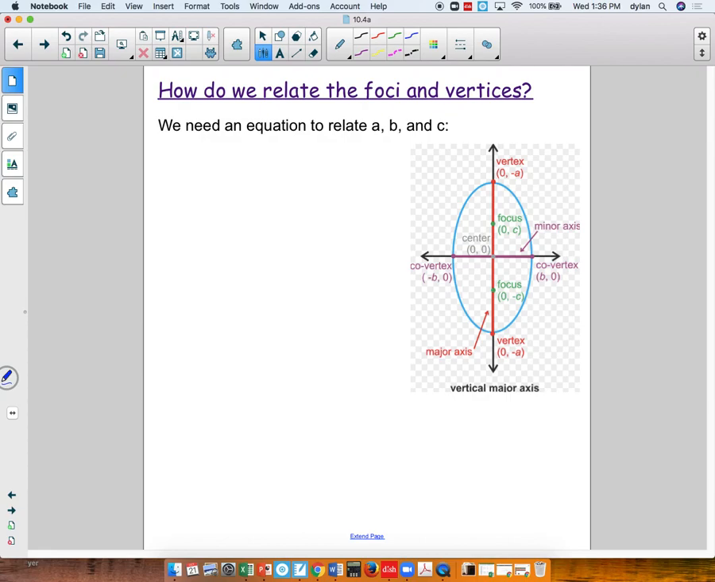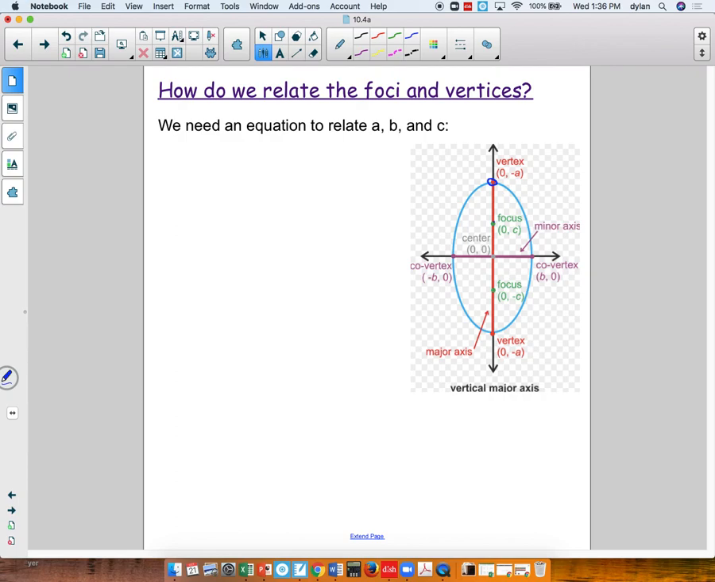All right, so I want to talk about a couple things, and in doing so, our goal is to come up with an equation that relates a, b, and c. So I want to point out here that if we were to isolate a specific point, and let's look at this vertex right here, we know the sum of the distances has to be the same for every single point on our ellipse.